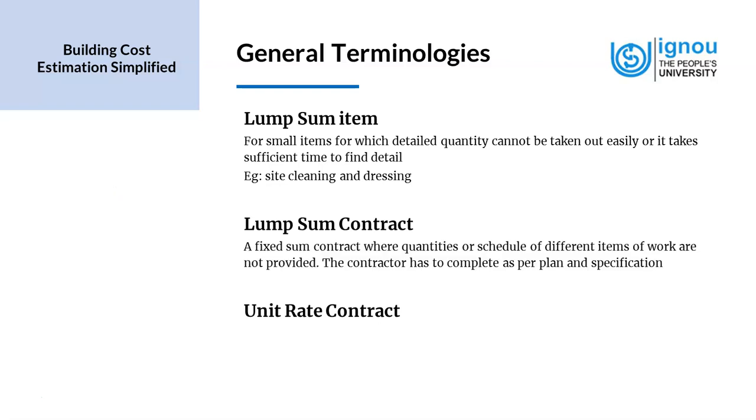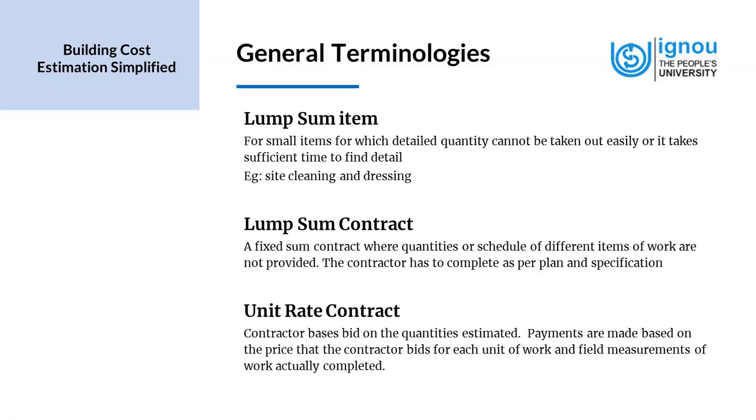Now, lump sum contract, it's a fixed sum contract where quantities or schedule of different items of work are not provided. The contractor has to complete as per plan and specifications. The unit rate contract. The contractor bases bid on the quantities estimated. Payments are made based on the price that the contractor bids for each unit of work and field measurements of work actually completed.